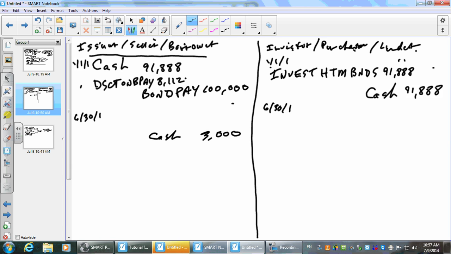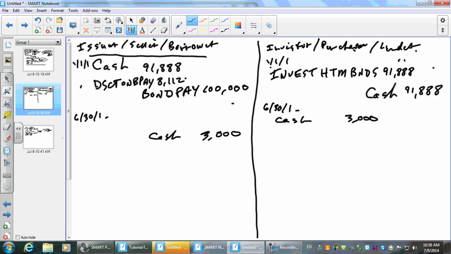Well, no, let's not do that yet. What are they going to do with the cash? They're going to get it. They're going to debit cash. Okay? We'll start there. So they're going to debit cash over here. Does everybody agree to that? That's what's going to happen. The investor gets the $3,000 cash.